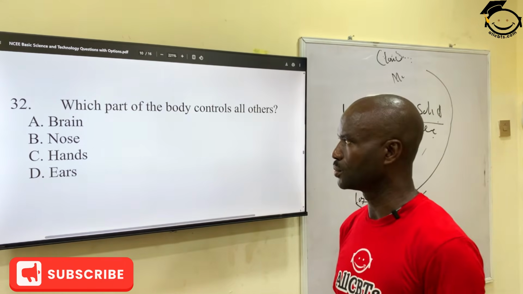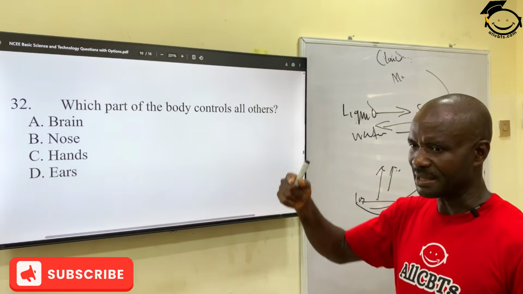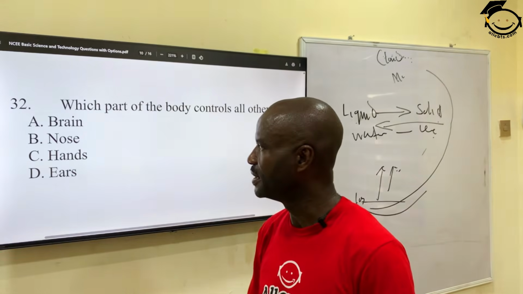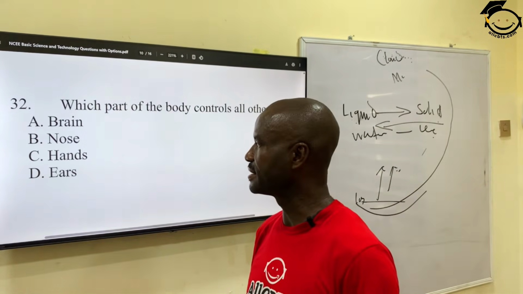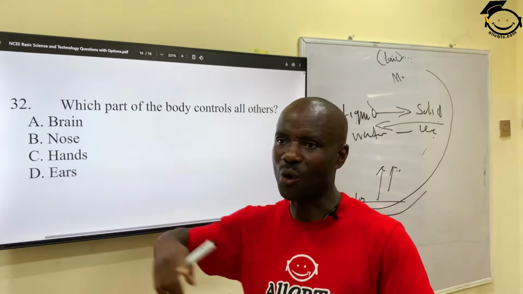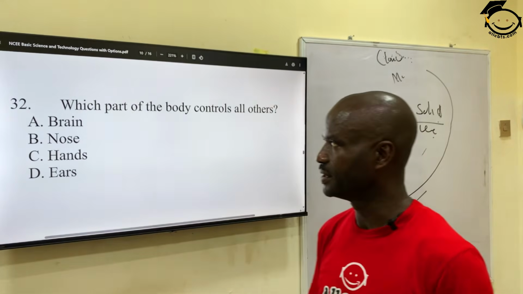Question 32. Which part of the body controls all other? That is the part of the body that can control another part of the body. A, the brain. B, nose. C, hands. Then D, ears. The brain controls all other organs of the body. So the correct answer is A, the brain.